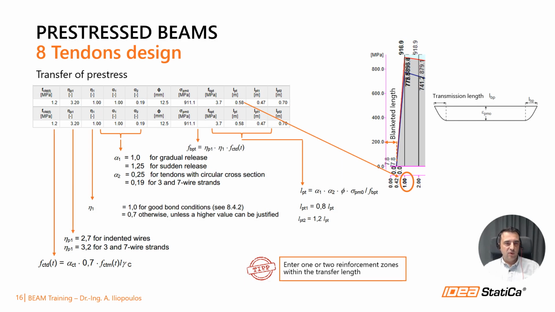The transfer of forces via the bond requires a certain length at the end of the beam. And on this slide, you can see how this transmission length is calculated in Beam. It's done according to the Eurocode. You can see here that the gradual or sudden release plays a role, or the good bond conditions and some other coefficients as well.